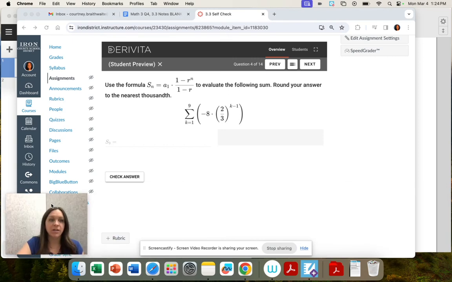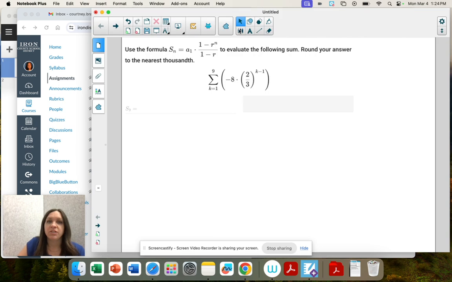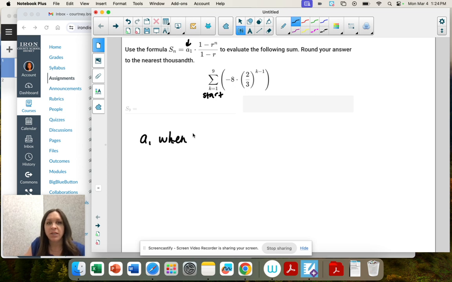Use the formula, and this is our formula for geometric series. So our sum formula to evaluate the sum, and we're rounding to the nearest thousandths. So remember, we start at k equals 1, and that is a sub 1. So a1 is when k equals 1. And then our end value, that's n.